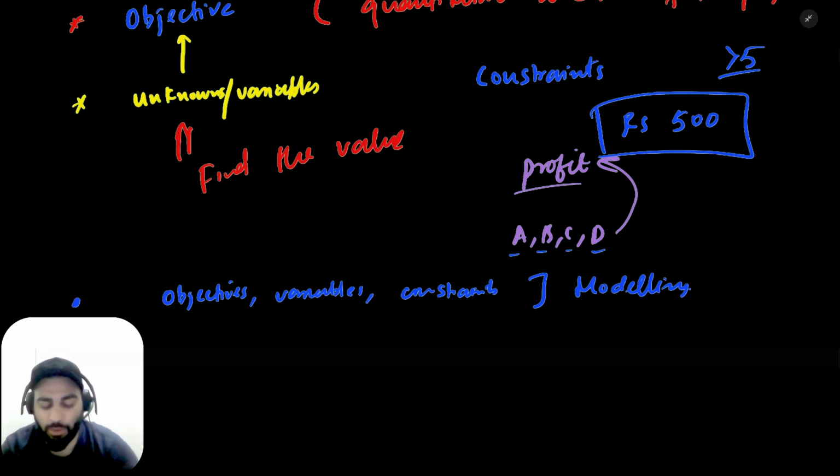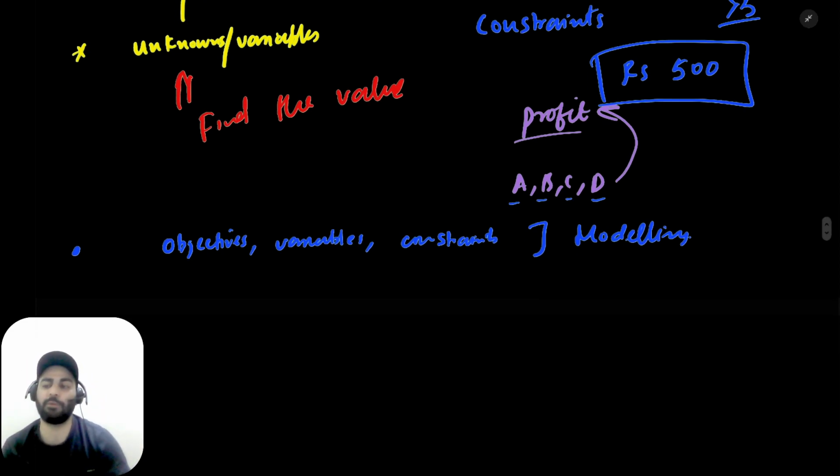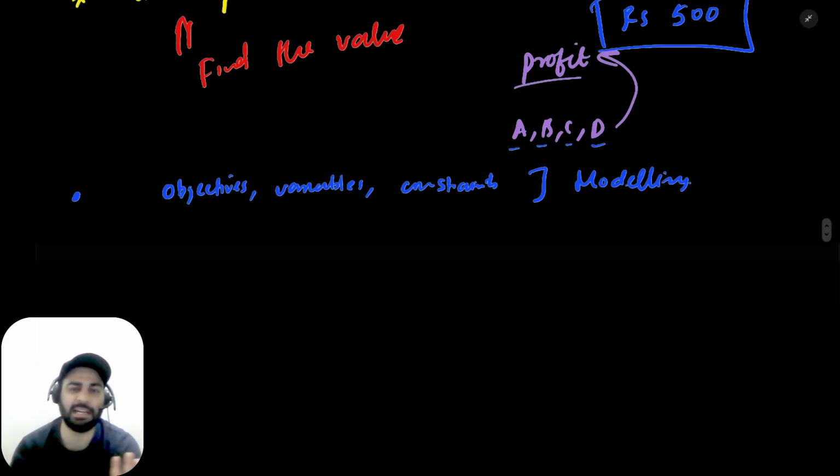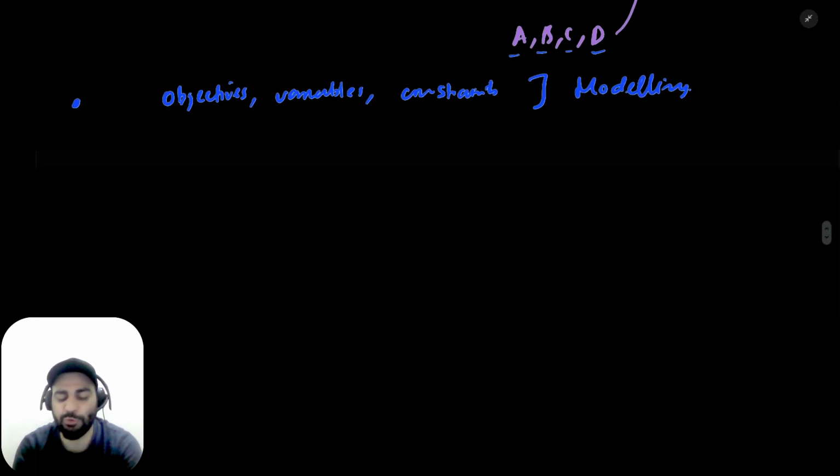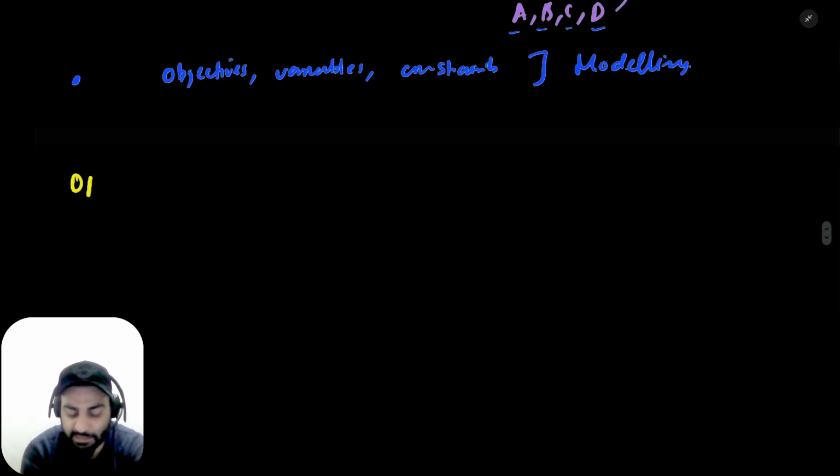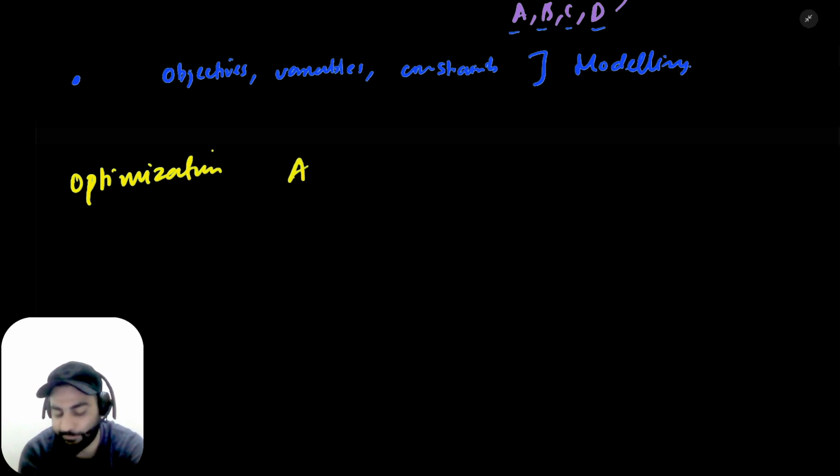Yes, sir. Once we have modeled the problem, you have the objective, the variables and the constraints. Now your problem is to solve this. You have to come up with the values of variables such that your objective is achieved. You are optimizing the thing, either minimizing or maximizing. And then you use what are called optimization algorithms. Optimization algorithms you will learn.